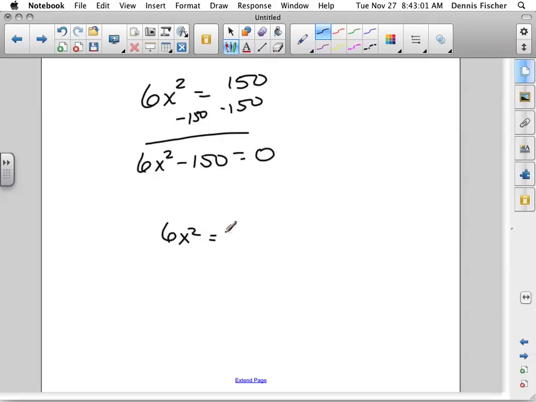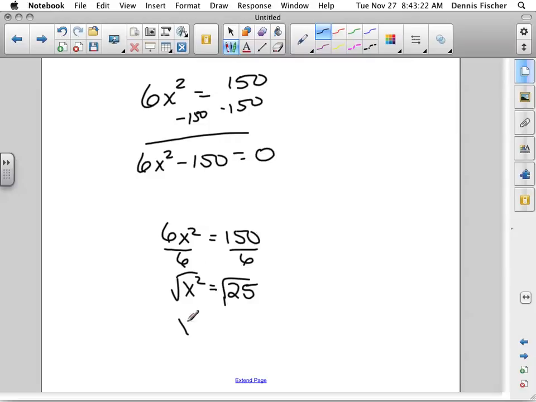Our ultimate goal of any problem is to get x by itself. So the first step here would be what? Divide by 6. And if I did the quadratic formula, I wanted to get the same answer. And then what would I do? Square root. So if I take the square root of both sides here, what am I going to get?